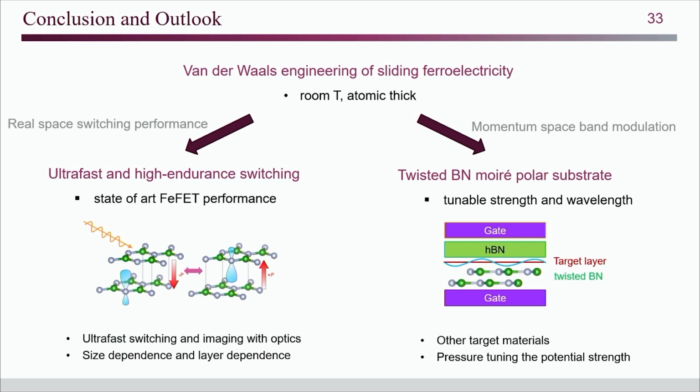Application-wise, it will be interesting to study the size dependence and the layer dependence of the switching. And using this Moiré twisted substrate, we can also apply it to other target materials with flatter bands than graphene and potentially see correlated, interesting physics. And we can also study how to use pressure to tune the potential strength and increase the Moiré modulation.